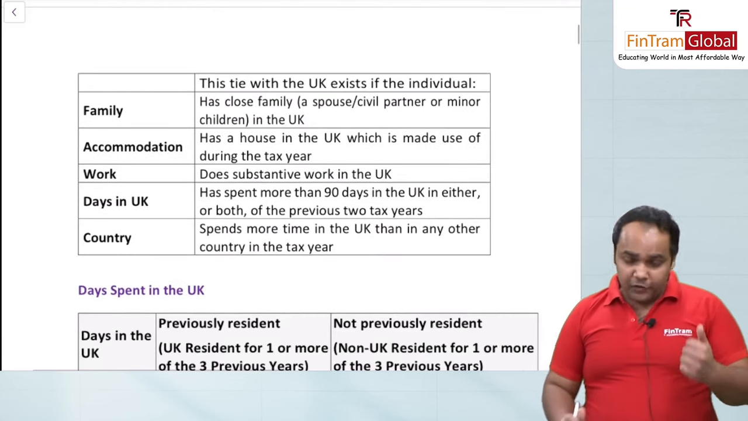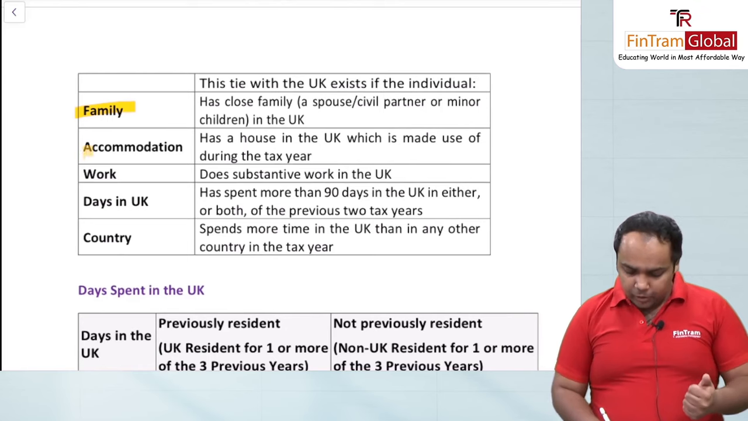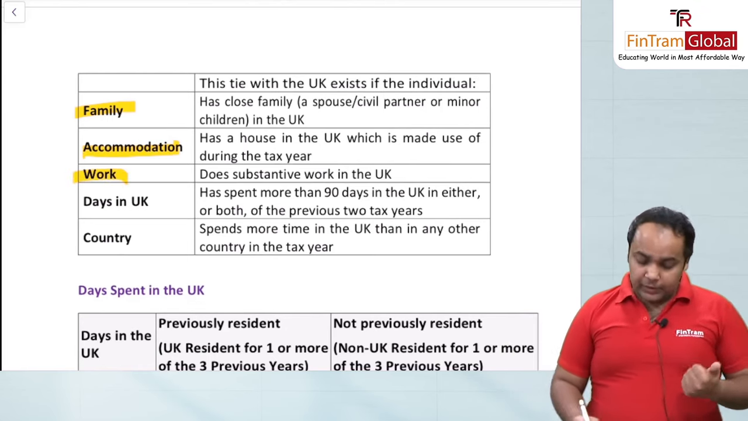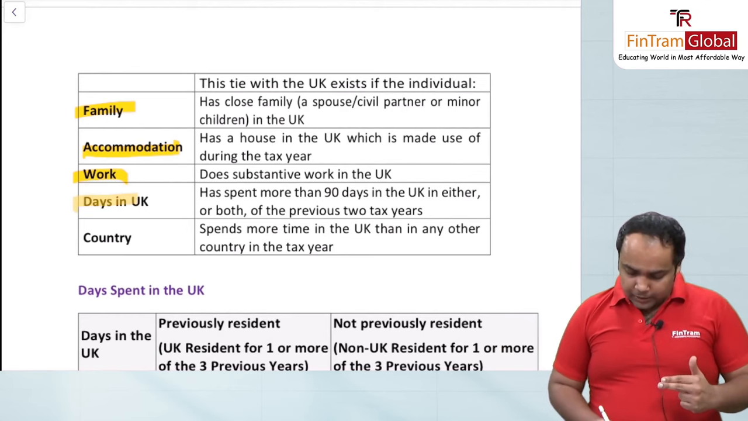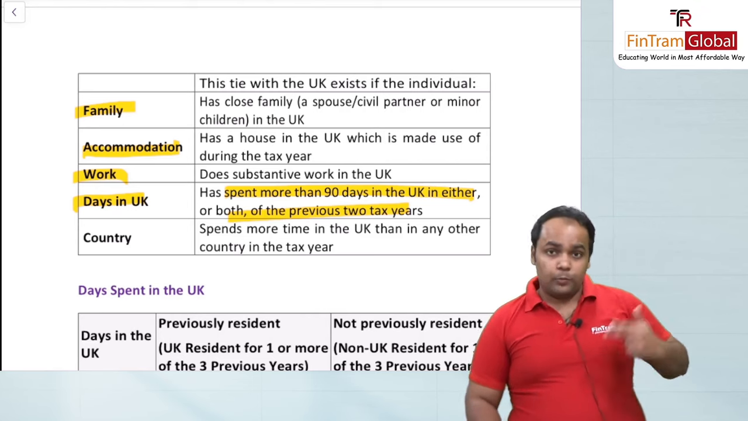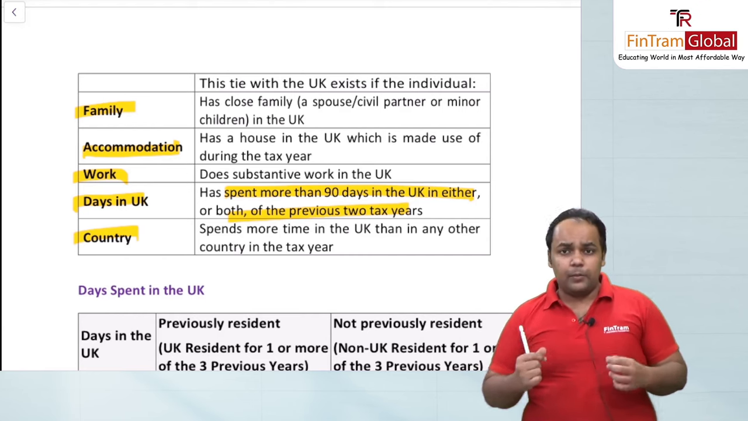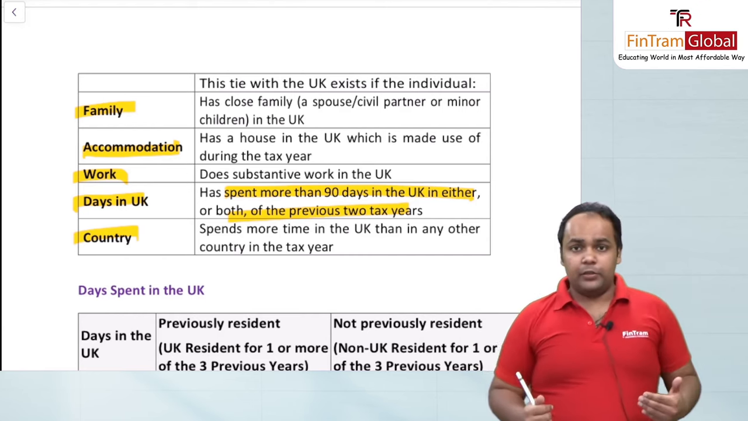There are 5 ties: family tie, that is having a family in the UK; accommodation tie, having a house in the UK which they made use of during the tax year; work tie, doing substantive work in the UK; 90-day tie, spending more than 90 days in the UK in either or both of the previous two tax years; and a country tie, where they spend more time in the UK than any other country in the tax year.